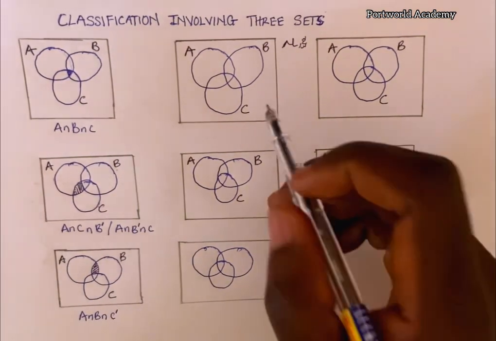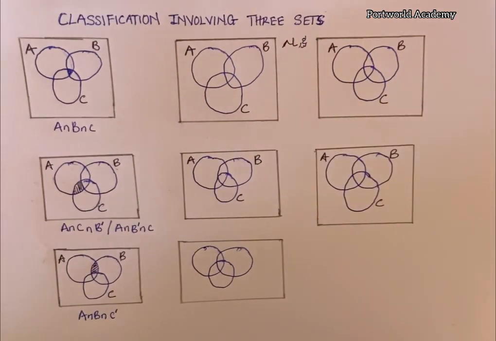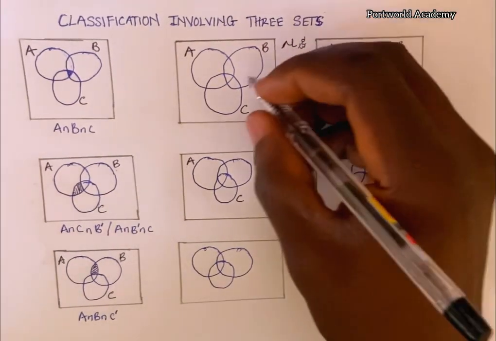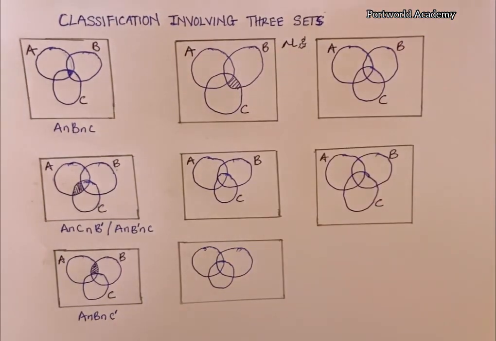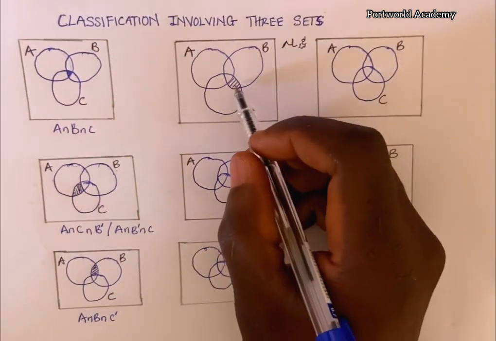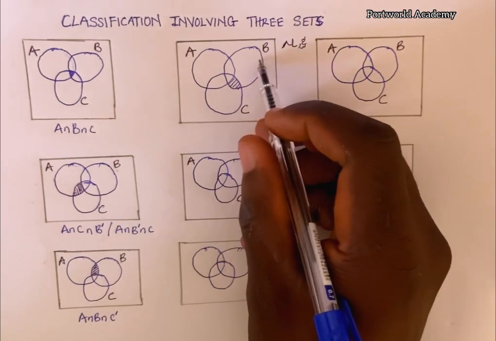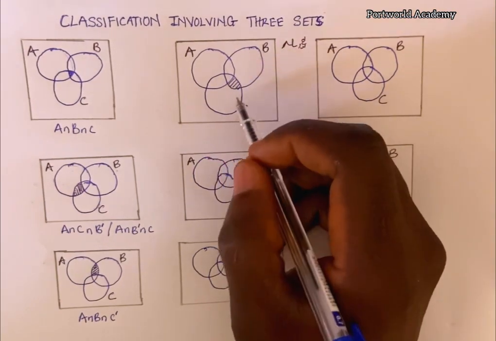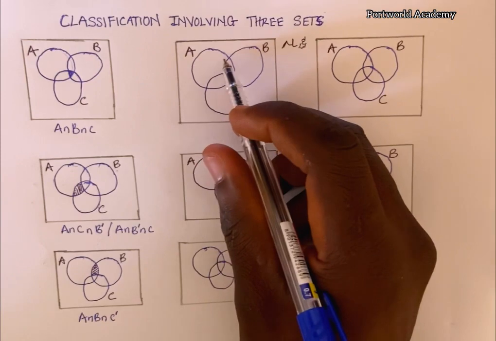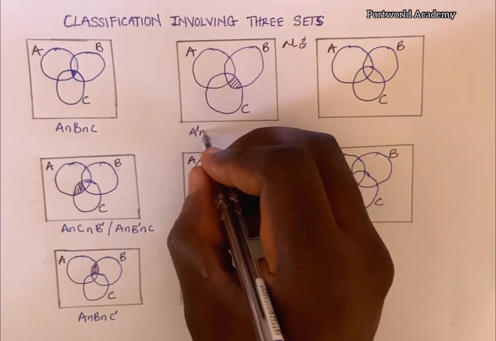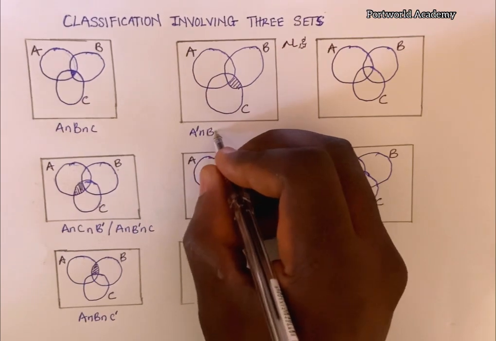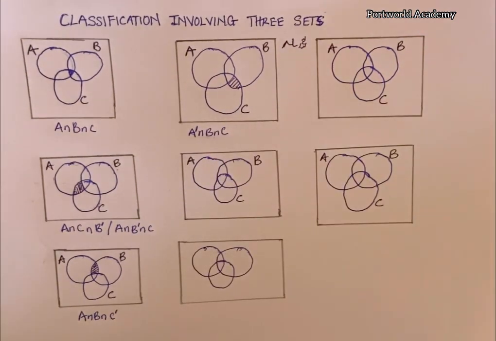Then let's move to the fourth box here. Let's say I only have this part shaded. If you look at the part shaded, it's in between my C and also what? B. In between circle B and circle C. Circle A is not involved. So I can simply say this is actually A complement intersection B intersection C. That means A is not involved at all.